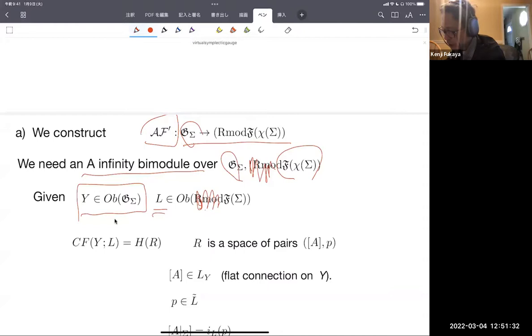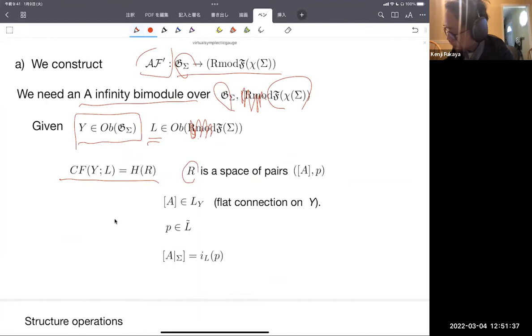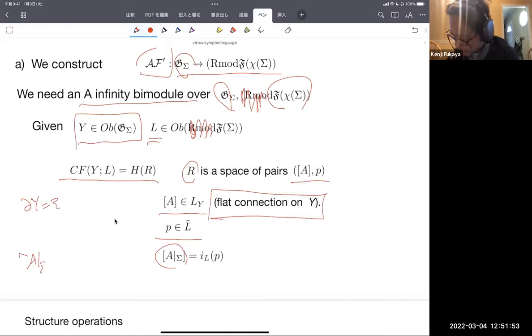So the module is like this. We consider the space R of pairs (A, p), where A is a flat connection on Y, the three-manifold, and p is a point of L prime. The boundary of Y is sigma, so we restrict A to sigma, and it's a flat connection on sigma. So this is an element of chi of sigma, and i_L is a map from L prime to chi of sigma. So we assume this. In general, this is something like a fiber product.